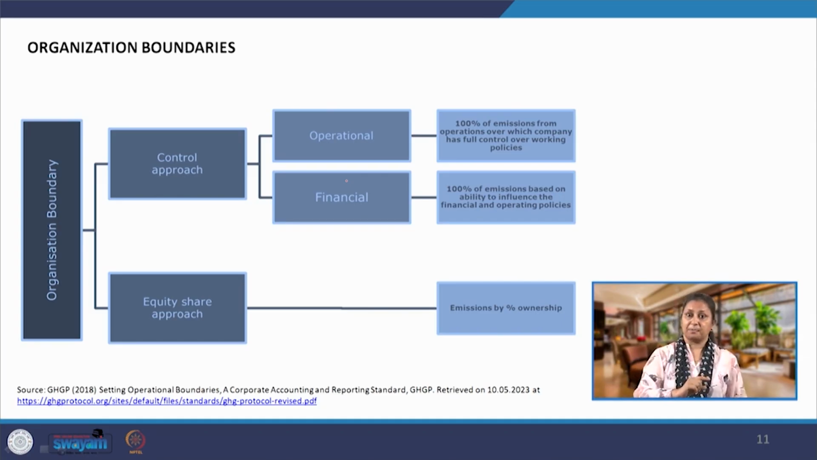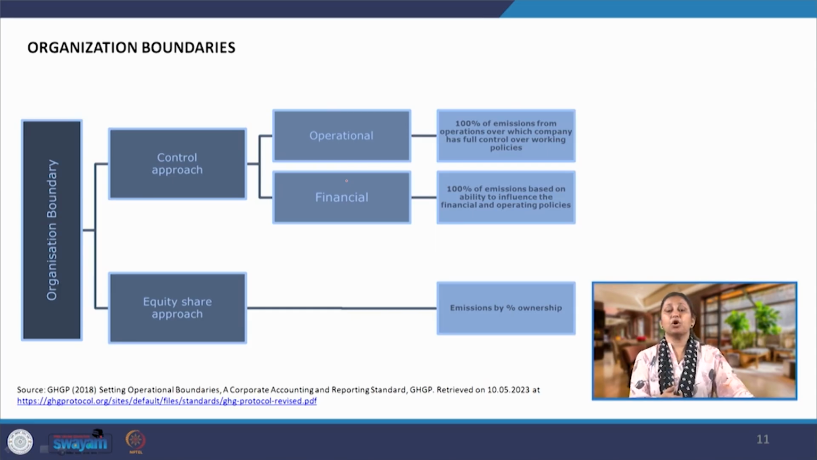In that case, the emissions resulting from this company, which is in the value chain of my company, are also going to accrue to the parent company. There could be another scenario where I am only buying the part. The order is given and the part is delivered by the company, but it is not bound to manufacture only for the parent automobile manufacturing company. In that case, there is no financial control.